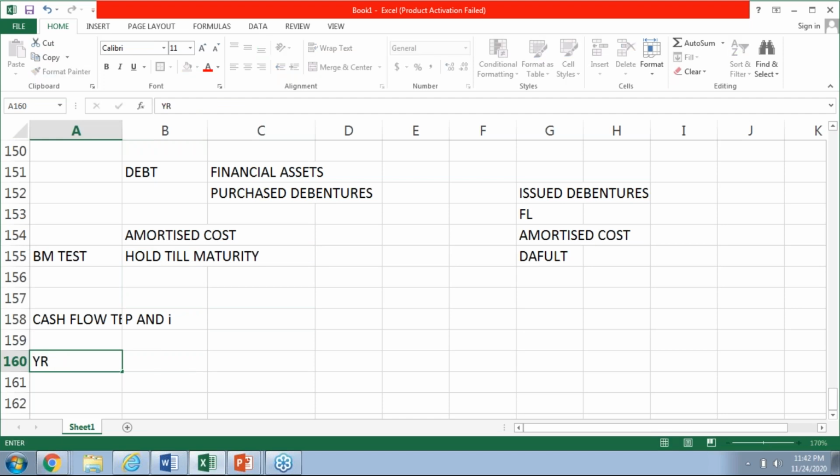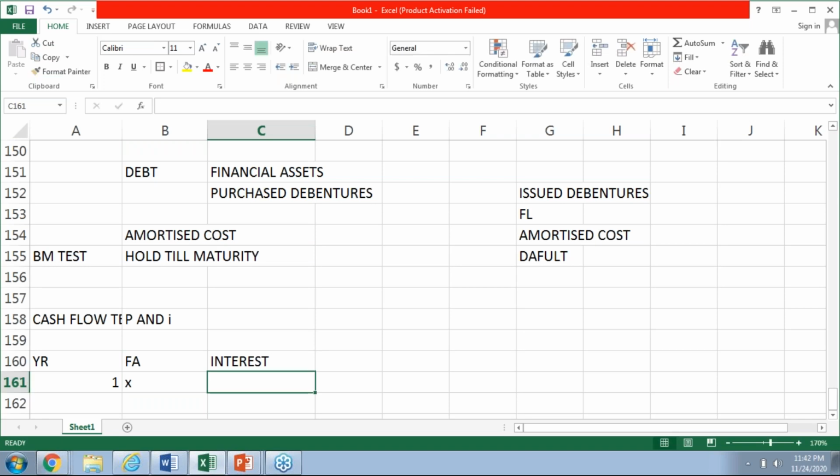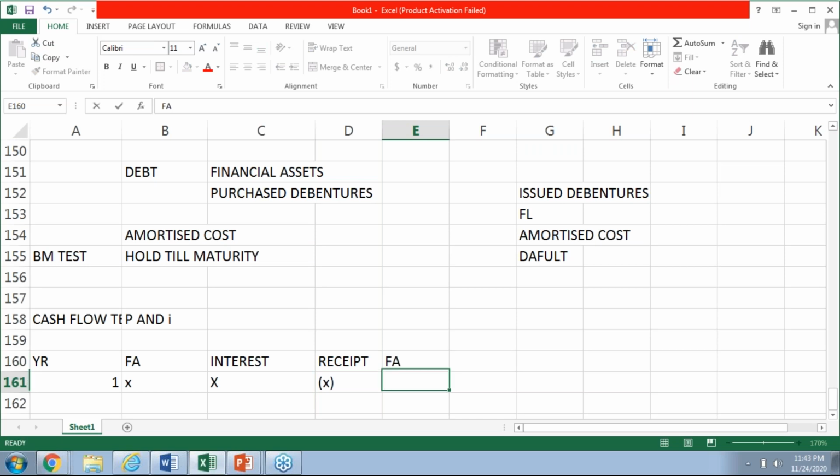Now, how do we measure that at amortized cost? We have to make an amortization table. Financial asset at start. Then we have to book an interest. Then the receipts. Receipt should be deducted from here. And then finally, we have to report the financial asset. Clear?